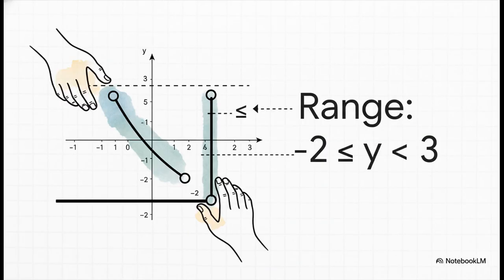And we're going to use that exact same logic for the range, scanning from bottom to top. What's the lowest y value? It's -2, and that's part of the solid line, so we use less than or equal to. What's the highest y value? It's 3, but it's attached to that open circle, so we just use less than. And there's our range. Y is between -2 and 3, including the -2 but not the 3.